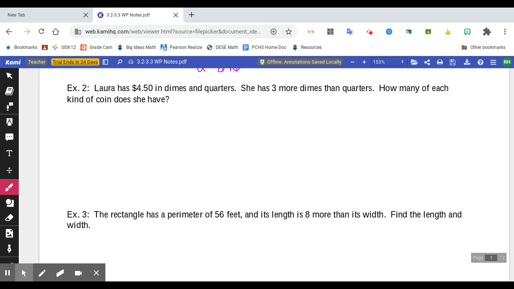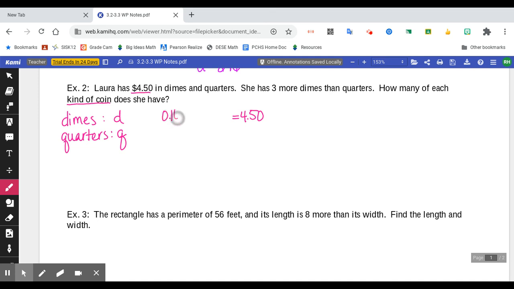Here's our next one. Laura has $4.50 in dimes and quarters. She has 3 more dimes than quarters. How many of each kind of coin does she have? So each kind of coin tells us that it's about dimes and quarters. Okay, so I'm going to call dimes D and quarters Q. We know she has $4.50, so it equals $4.50. And we don't know how many of each one. We do know how much each one is worth.